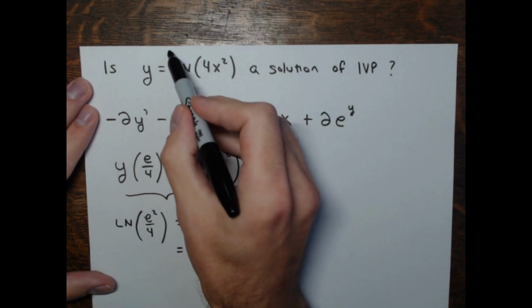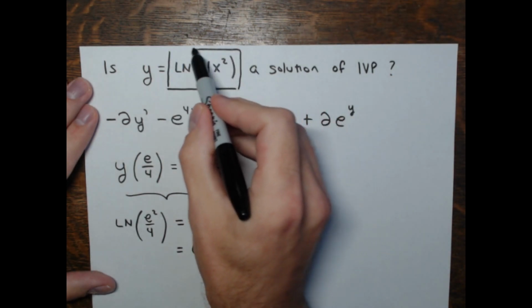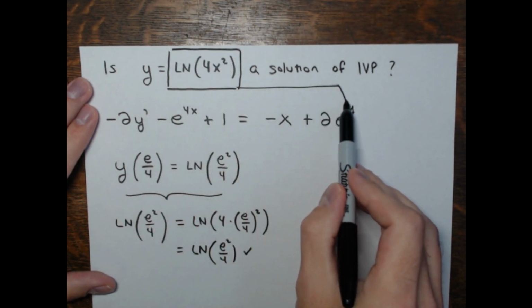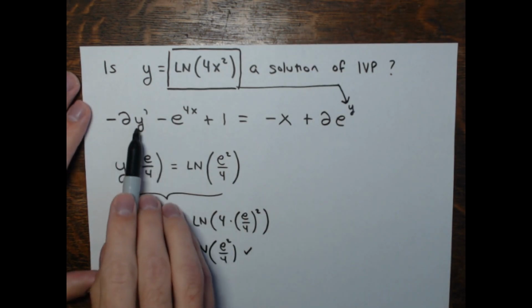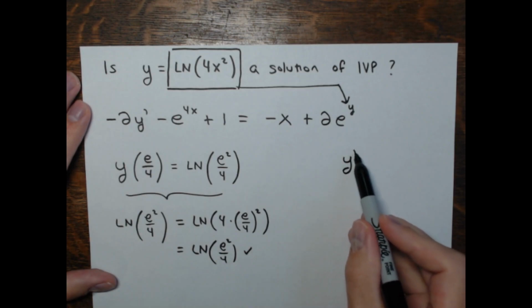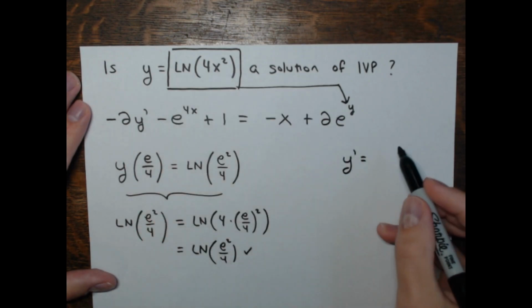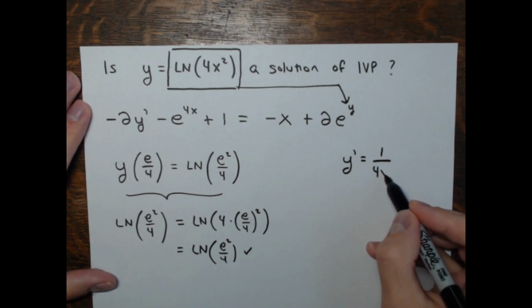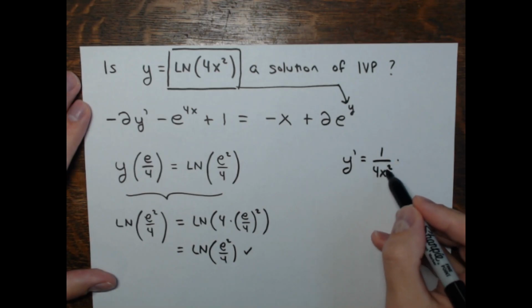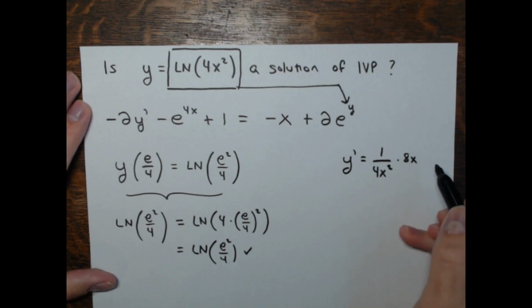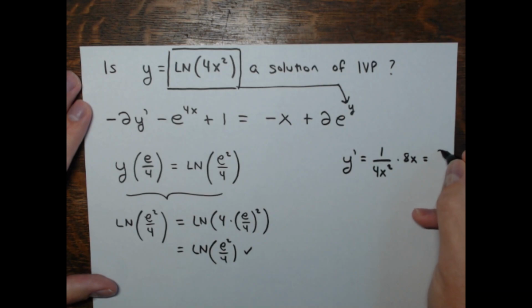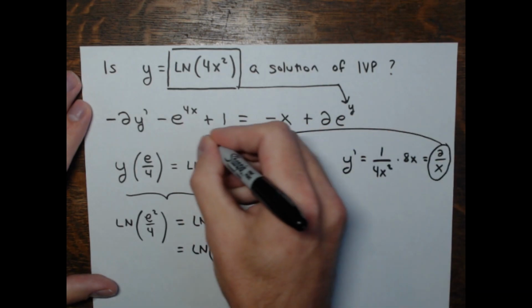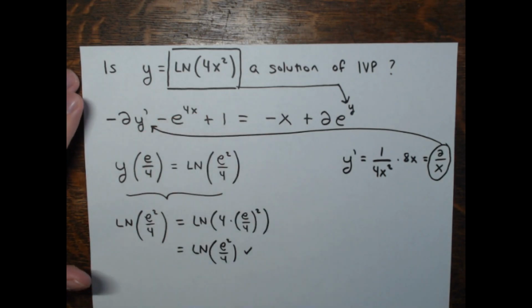Now I'm satisfied. Now I'm seeing if it satisfies the equation, right? So there's y. That's going to go in for the power y here, right? E to the y power. Now I just need y prime, right? So y prime, where the natural log of something is 1 over that thing, the derivative, times the derivative of the thing inside would be 8x. And if you simplify this, 8 over 4 is 2, x over x squared would be 1 over x, so that's 2 over x. So this 2 over x is going to go in for y prime.